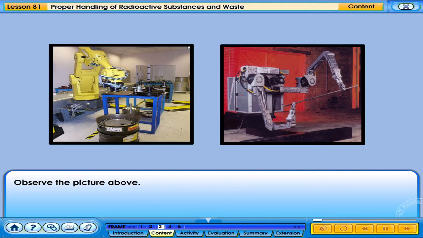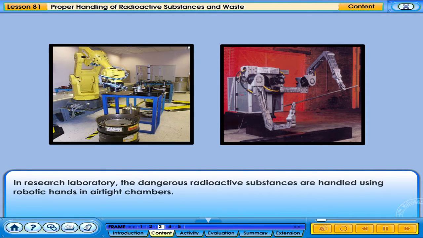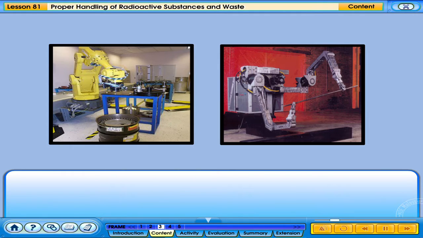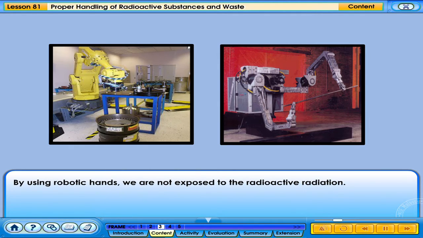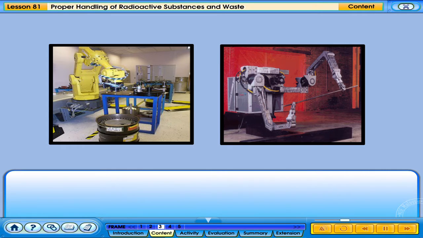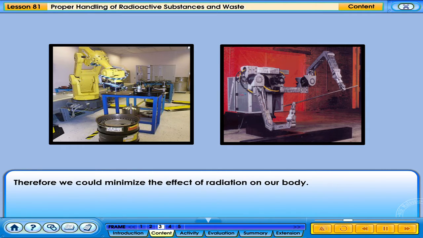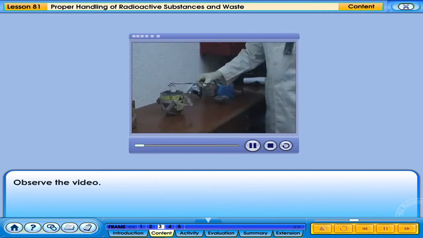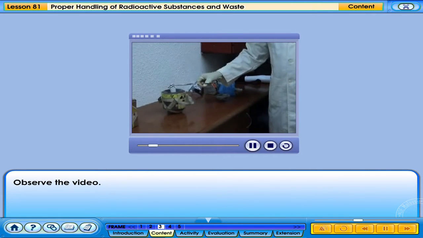Observe the picture above. In research laboratories, the dangerous radioactive substances are handled using robotic hands in airtight chambers. By using robotic hands, we are not exposed to the radioactive radiation. Therefore, we could minimize the effect of radiation on our body. Observe the video.